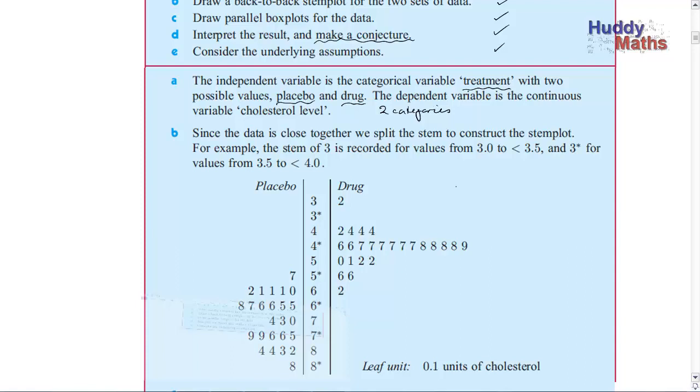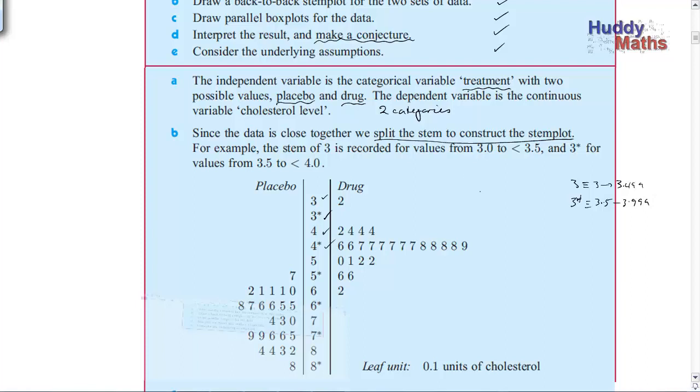So the data is close together, okay, and we want to use a stem plot, so we're going to split it. In other words, that's 3 and 3 star, 4 and 4 star. Okay, so the 3 is equivalent to 3 up to 3.49999, and 3 star is equivalent to 3.5 up to 3.999, that sort of thing. So we spread them out a bit more.